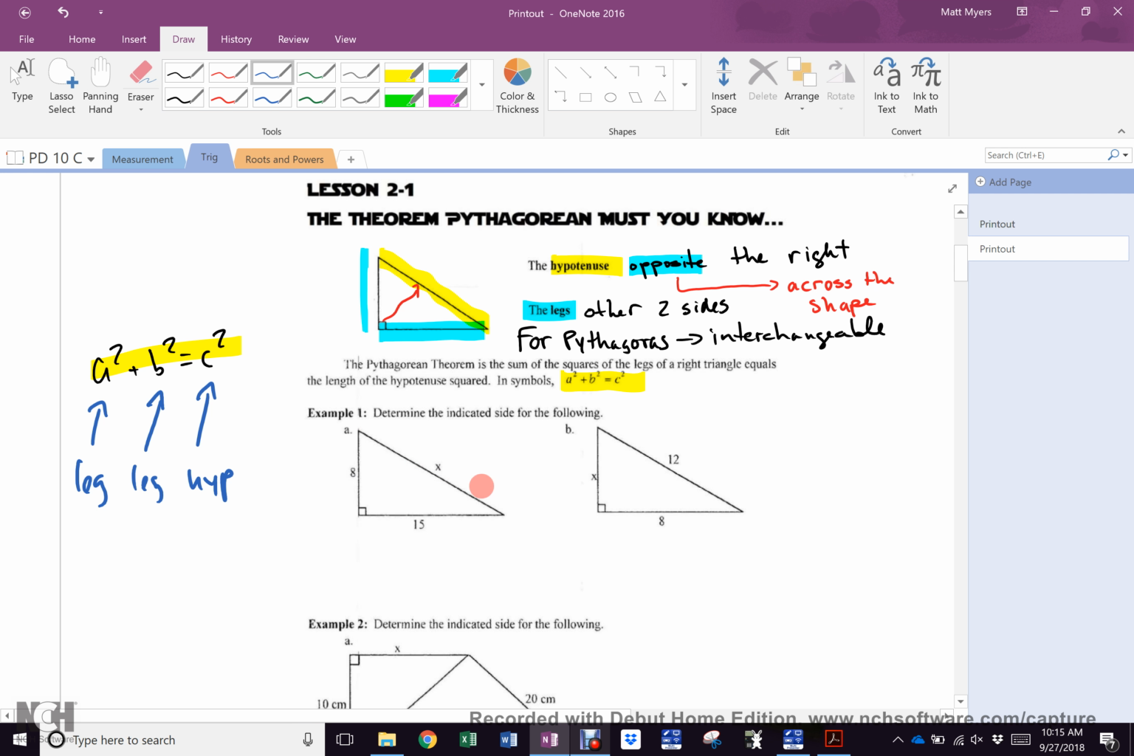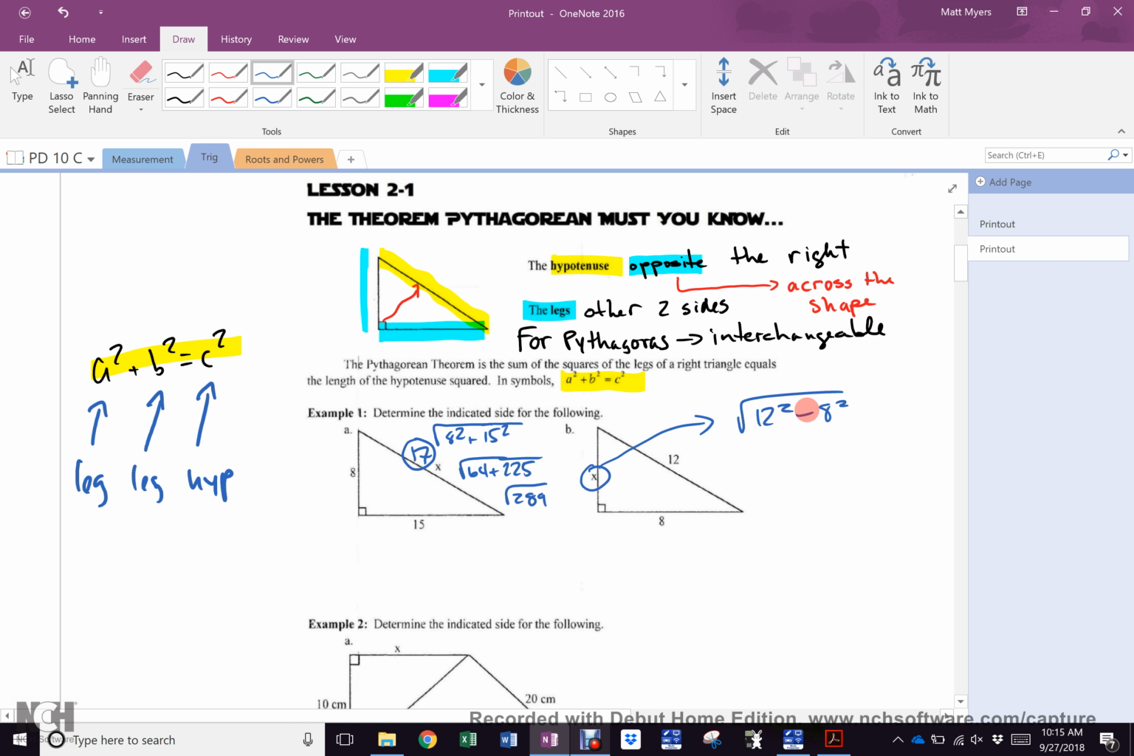So now, all of you in about 2 seconds should be able to tell me how big x is. Because, of course, it is the square root of one leg squared plus the other leg squared. That is the square root of 64 plus 225, which is the square root of 289, which is 17. Right? What is b? That one right there is the square root of 12 squared minus 8 squared.